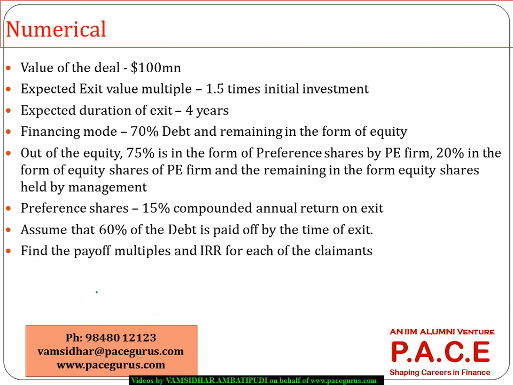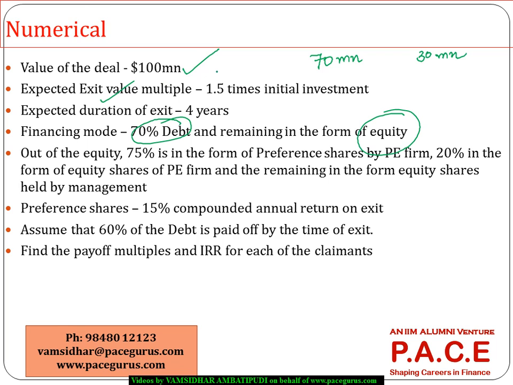Let's look at one small numerical on these lines. Evaluating the cash flows of the portfolio company, the PE firm has thought of investing $100 million today into a portfolio company. It wants to acquire the firm with $100 million, and most of the capital is raised in the form of debt. So 70% of it is financed with debt, and the remaining in the form of equity: 70 million in debt and 30 million in equity.